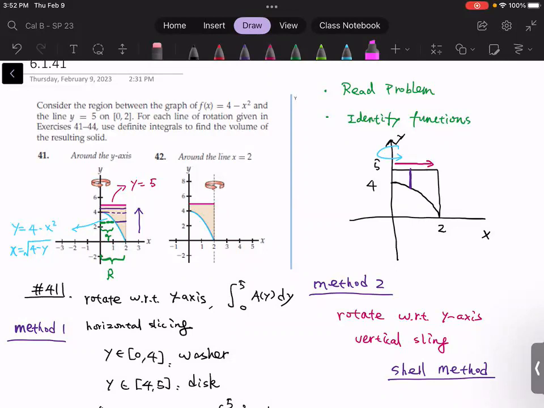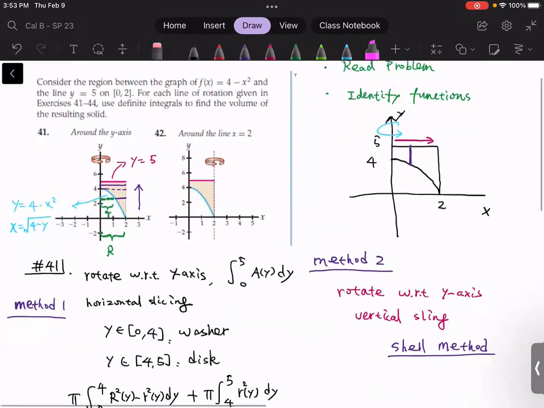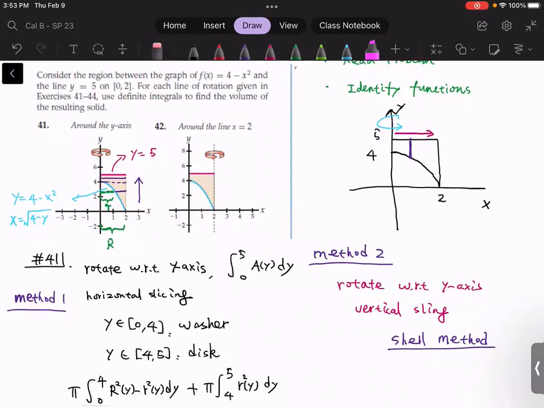In general, there are two different slicing methods. Horizontal slicing, that means we use a horizontal bar and slice from the bottom to top. Or we use vertical slicing from the left to the right. These correspond to method 1 and method 2 that I showed here.